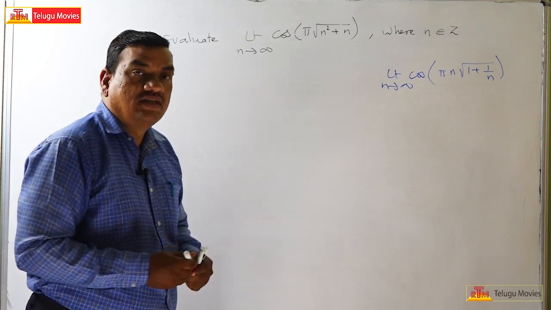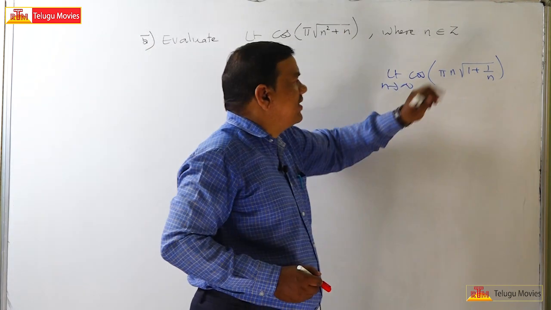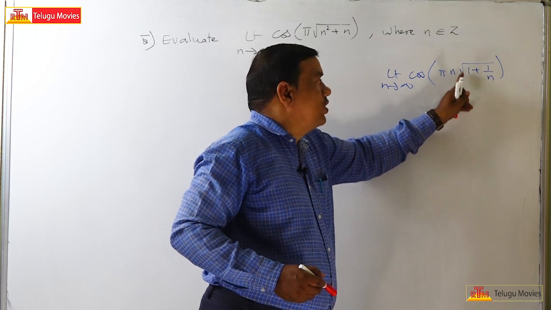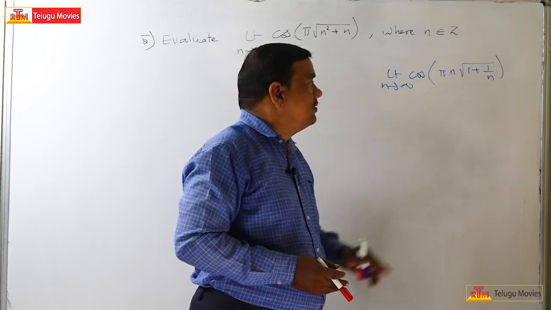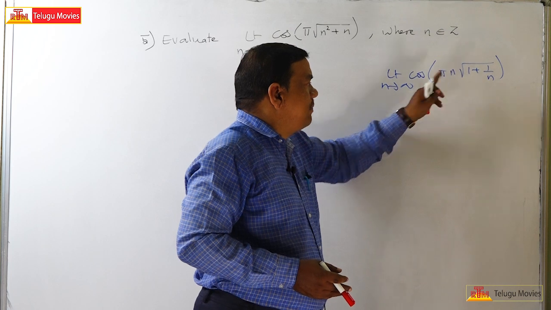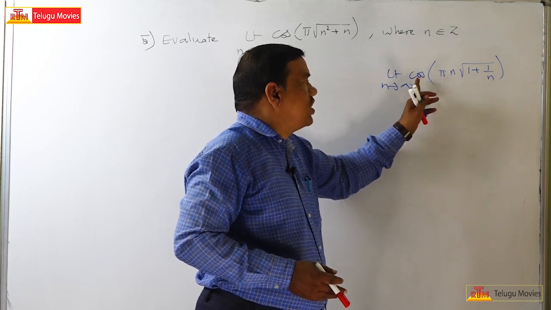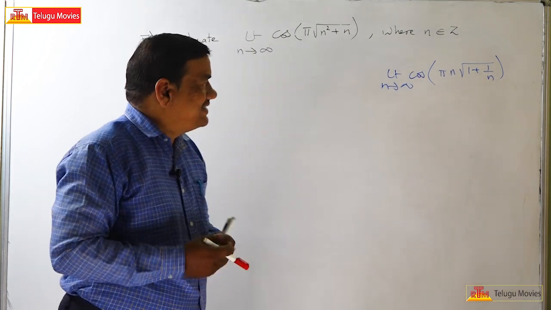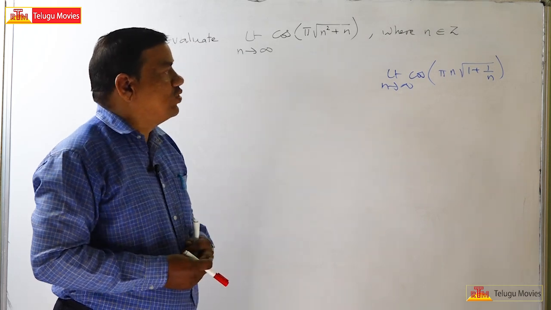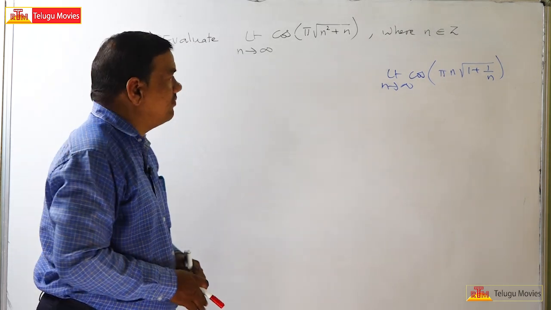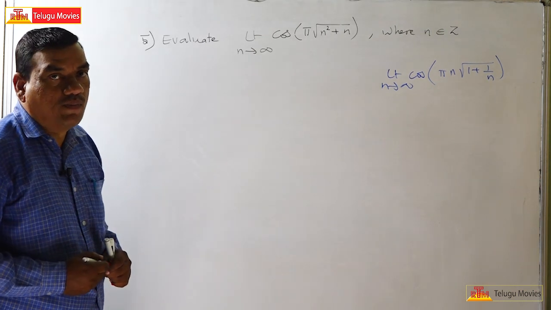Now let us see this, everybody. First we take common outside, so 0, root of 1 plus 0 is 1. So here n pi, as n tends to infinity, cos of n pi is how much? There the break will come. Now let us see how to do this problem.